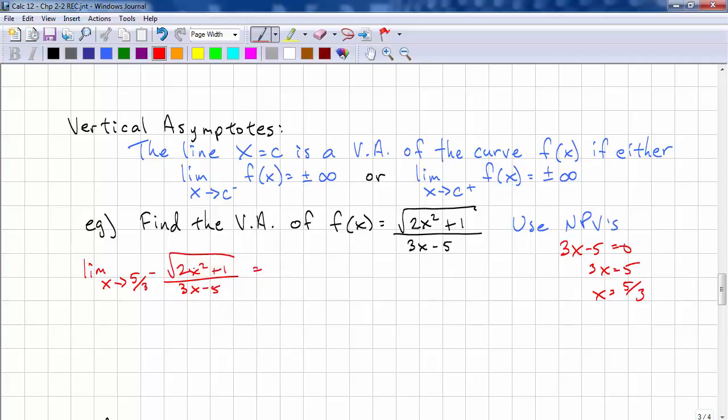We know the square root is always positive or 0, but in this case it's always positive. And we have something slightly smaller than 5 over 3. We're multiplying it by 3, so it's going to be slightly less than 5. The denominator is going to be negative. And we're going to negative infinity. Let's take the right limit. And that's a plus sign.